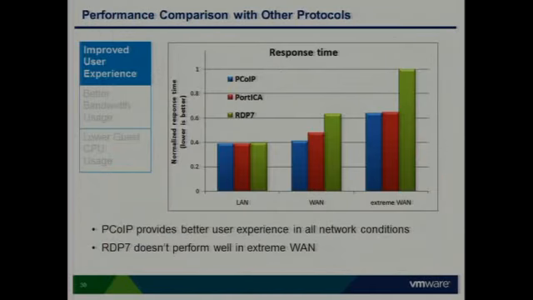Now let's look at the results. This chart is showing the normalized application response time. The blue color is for PCoIP, the red is for ICA or HDX, and green is for RDP 7. Again, we see 3 network conditions: LAN, WAN, and extreme WAN. In this case, RDP in extreme WAN has the highest response time, or the lowest user experience, so that is normalized to 1, and everything is scaled with respect to that.